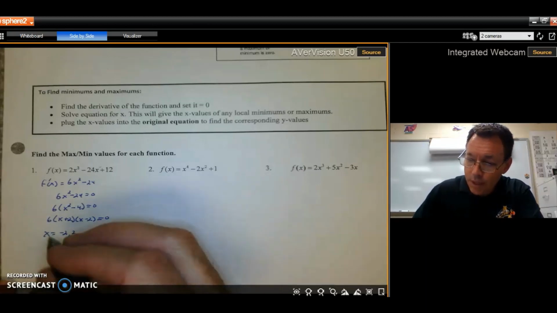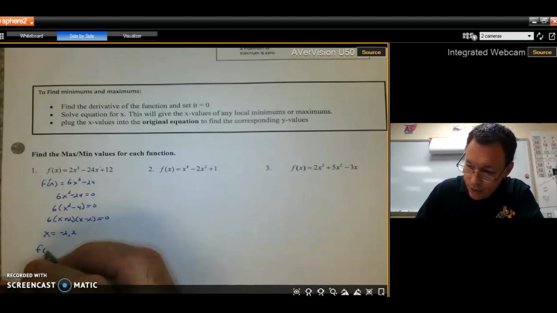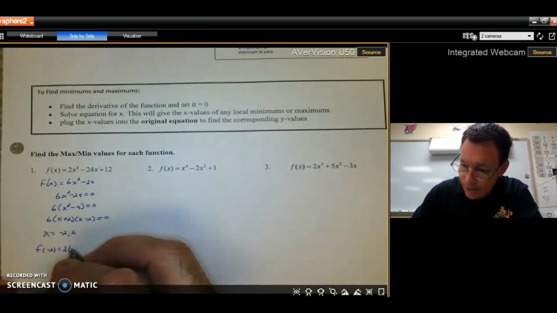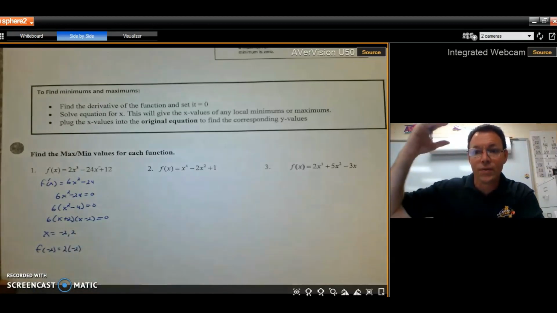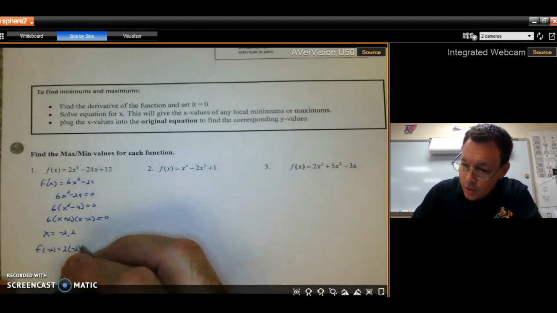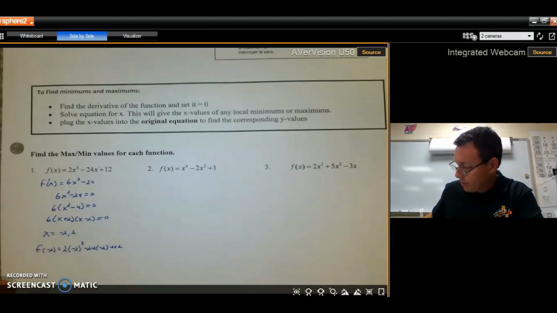So now we're going to plug them in. We're going to plug them into the original function. I'm going to put f of negative 2 into this function. So 2 times negative 2 cubed. So these are the x values. Now we're trying to find what those y values are. What are the minimum or maximum values? So this is cubed minus 24 times negative 2 plus 12. So plug them all into that.